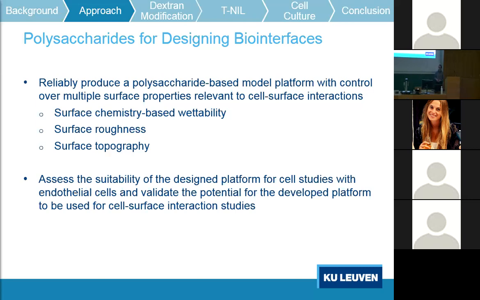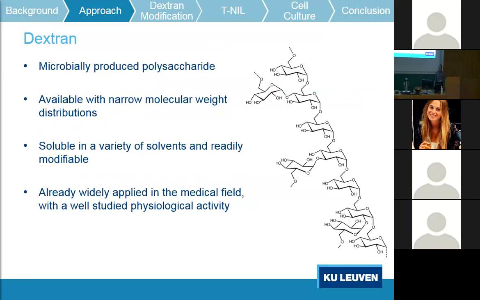So obviously to do this, I need a polysaccharide. And for that, I chose dextrin. An example of its structure is shown here on the very right, this linear polysaccharide with various branching points along it. It is a microbially produced polysaccharide, and it has quite an interesting property to it in that unlike most naturally derived polysaccharides that are commercially available in a very heterogeneous distribution of sizes or molecular weights, dextrin is available commercially in very narrow molecular weight distributions or very narrow size ranges.